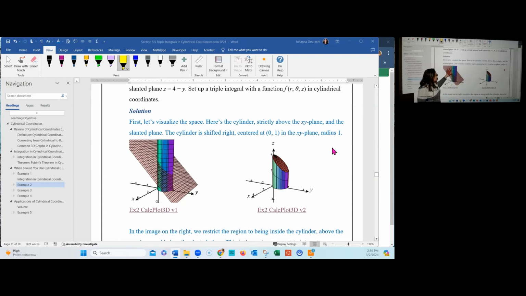In the image on the left, you can see that we have a slanted plane coming down through our right circular cylinder. The circular cylinder is cut off at the bottom in the xy plane. If we visualize then what this will look like, we have the slanted plane for the top, the xy plane for the bottom, and it's inside of the circle where the radius depends on that function, which I believe was 2 sine theta. Yes. Let's look at it in CalcPlot 3D.